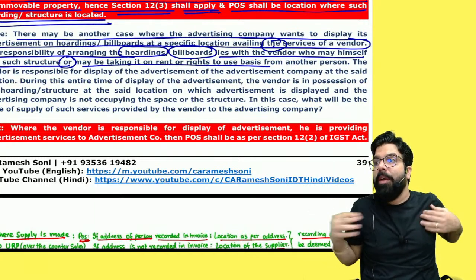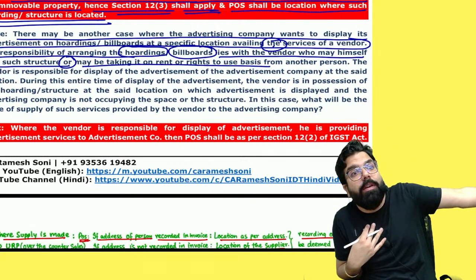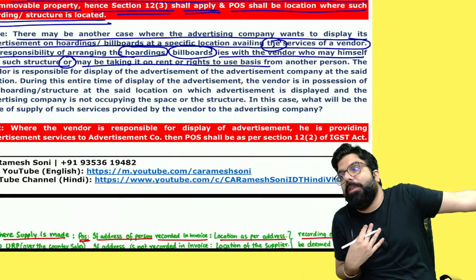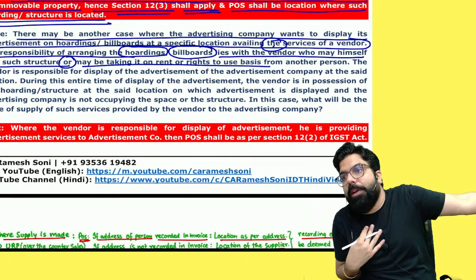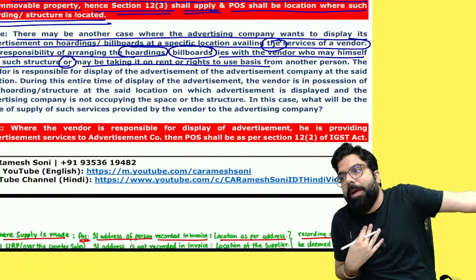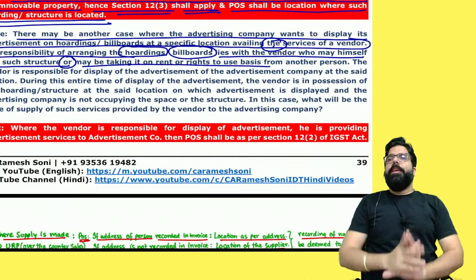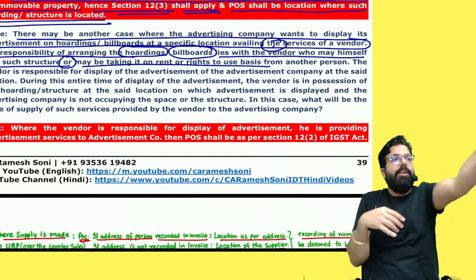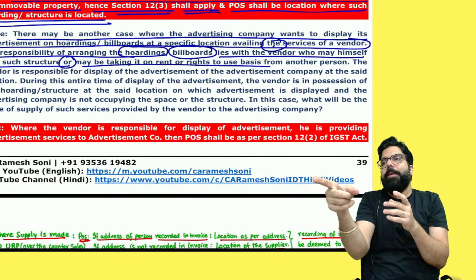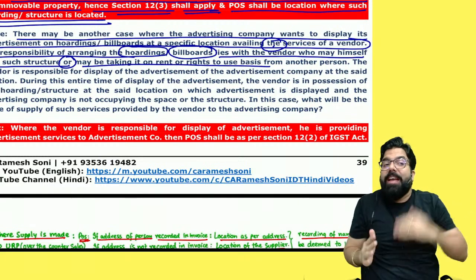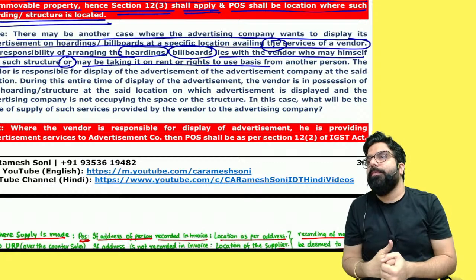Yes or no, everyone? And then I am giving the services of what? Advertisement to the advertisement company. Is my point clear to all? In that scenario, what will be applicable? If I have a hoarding and I gave it to you, which section will be applicable? 12(3). If I gave advertisement service to you, then 12(2).